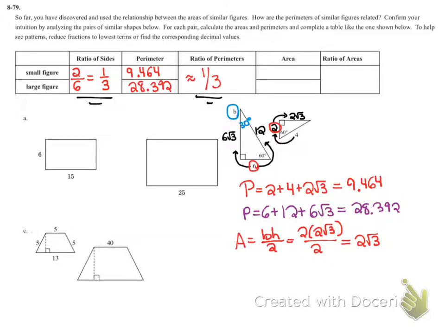So now we're going to do the area of the larger triangle, not perimeter. And its base length is 6. Its height is 6 root 3 over 2. So if I calculate that out, I get 36 divided by 2, which is 18. So the area of that larger triangle is 18 root 3. So I'm going to go ahead and record those in my chart as well.